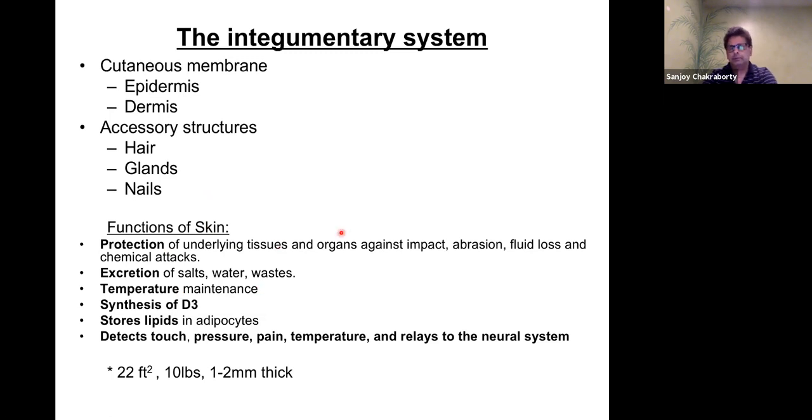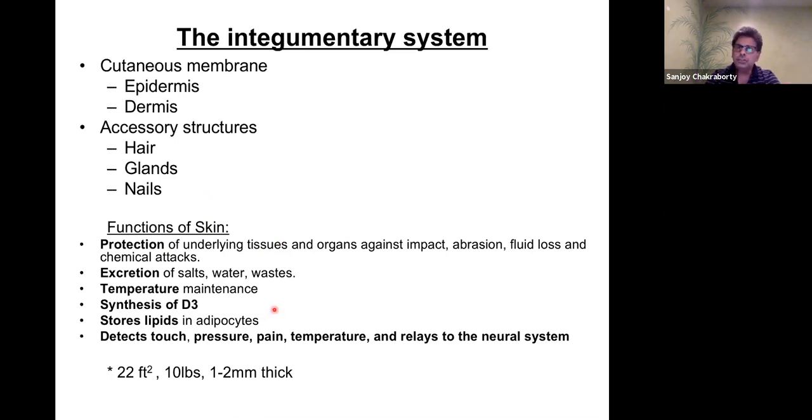Function of the skin. So number 1 function of the skin is protection. From chemical, from mechanical hazards or environmental hazards, your skin is the first layer of defense. So it's an innate defense, meaning you're born with it. So that's its first job.